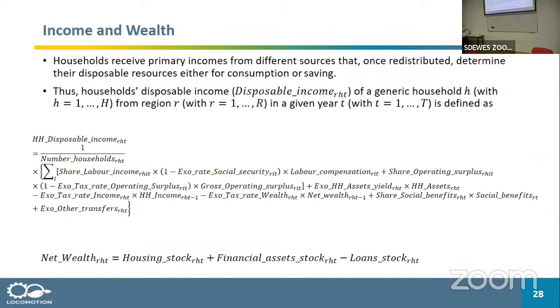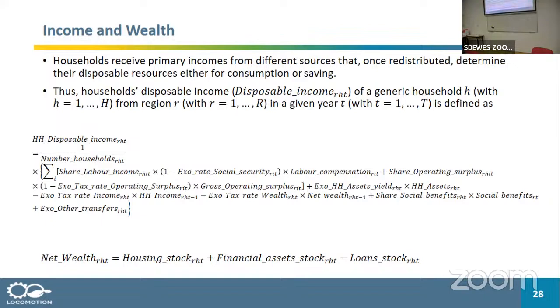The first part of the household consumption model is income and wealth. Basically, each of the households we have, these 60 types of households in the consumption module, receives a primary income from different sources, with the income distributed to each household, and they decide whether they are going to consume out of the income.